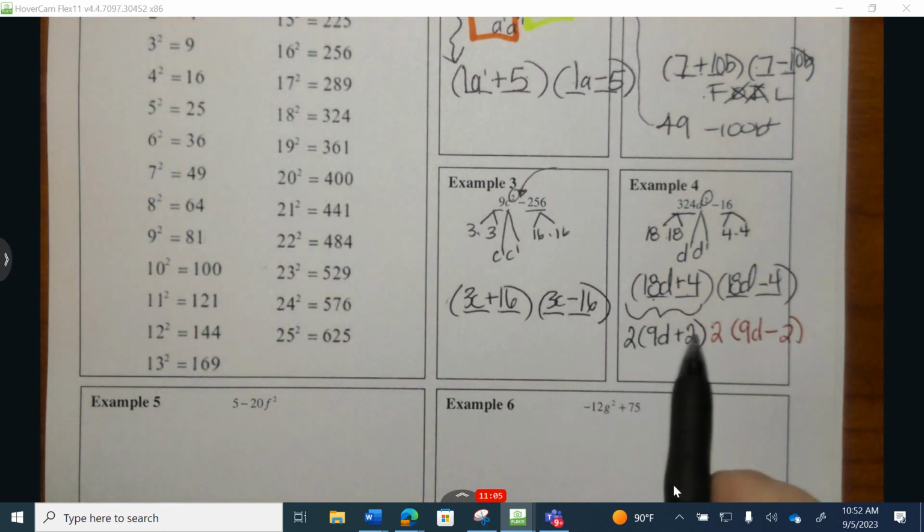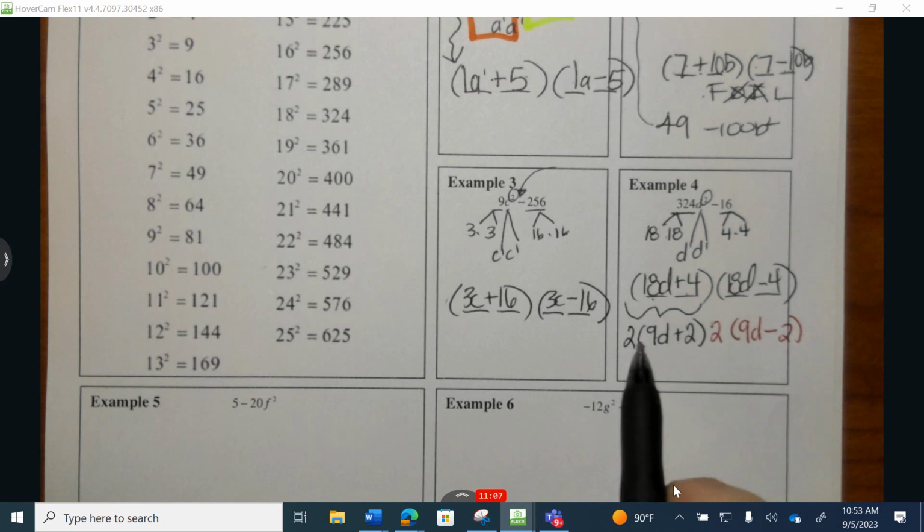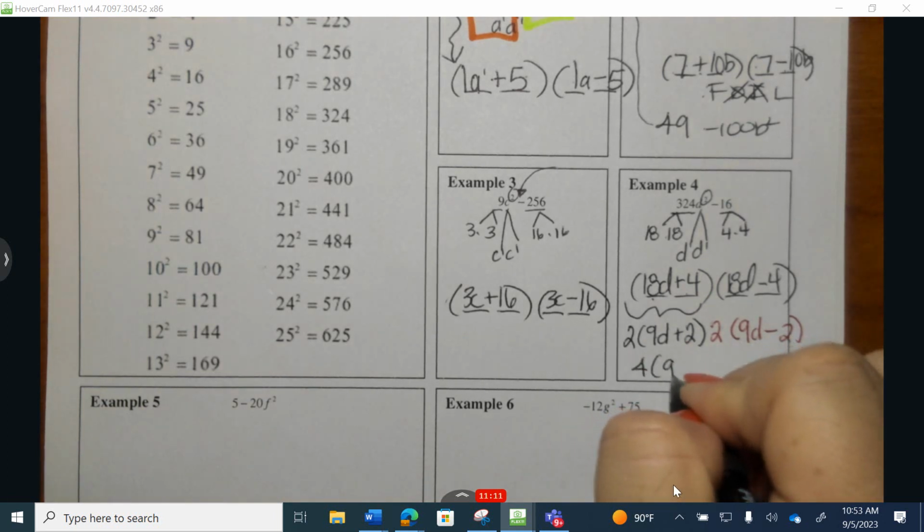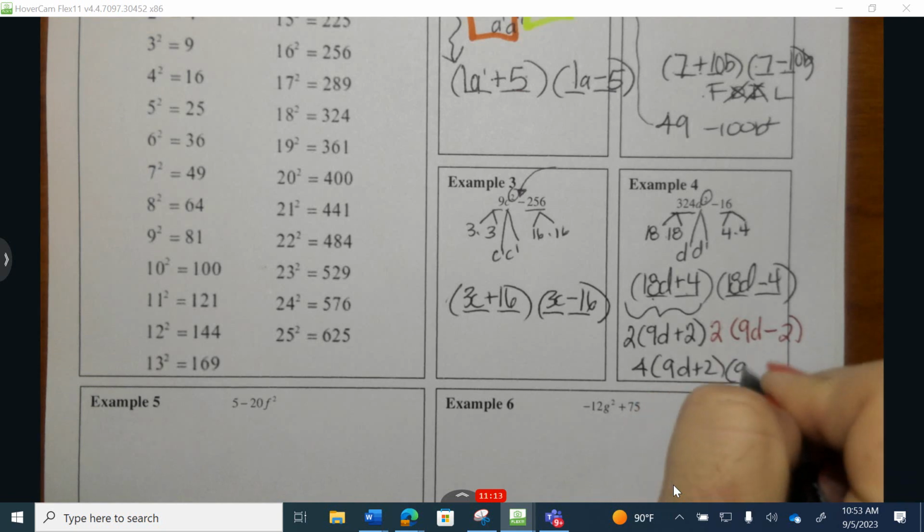When I combine like terms, I'll leave the parentheses just as they are, but the 2's are going to be multiplied. 2 times 2 is 4, and here is my final answer.